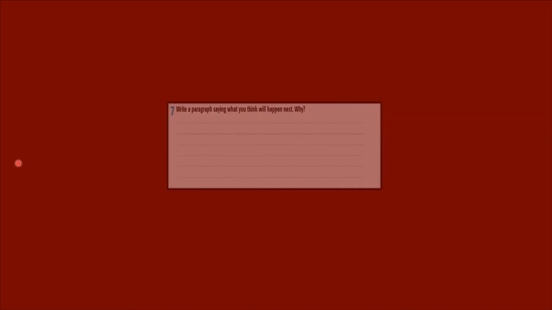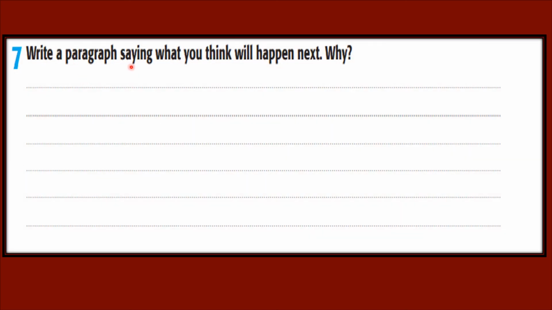Okay, let's answer this exercise. Write a paragraph saying what you think will happen next and why. اكتب فقرة هتقول فيها ما تعتقد أنه سيحدث بعد ذلك ولماذا. And of course, we imagine that you don't know what's going to happen next, so you are going to guess what could happen next. And also, we are going to say why. طبعا المفروض ان انت يعني ما تعرفش ايه اللي هيحصل بعد كده. المفروض انك انت بتخمن وبتذكر السبب.